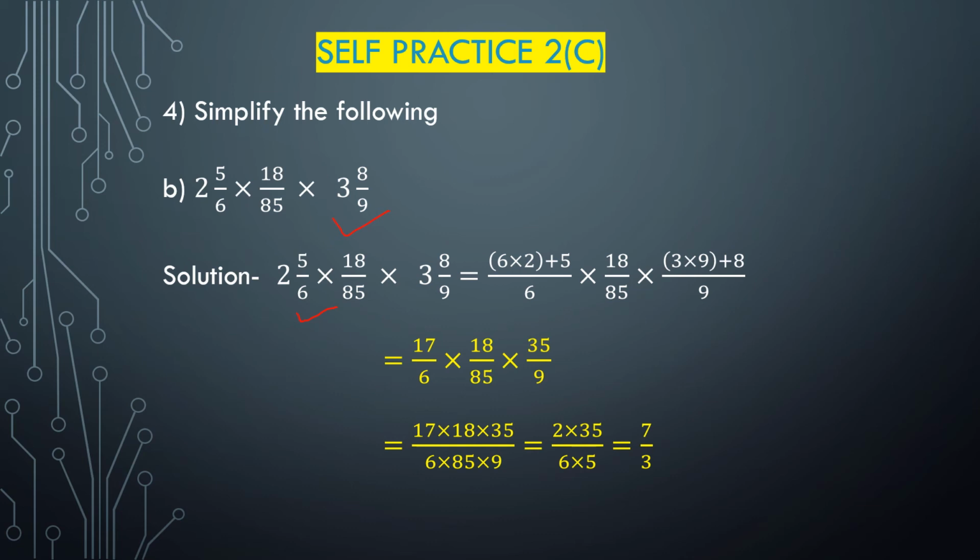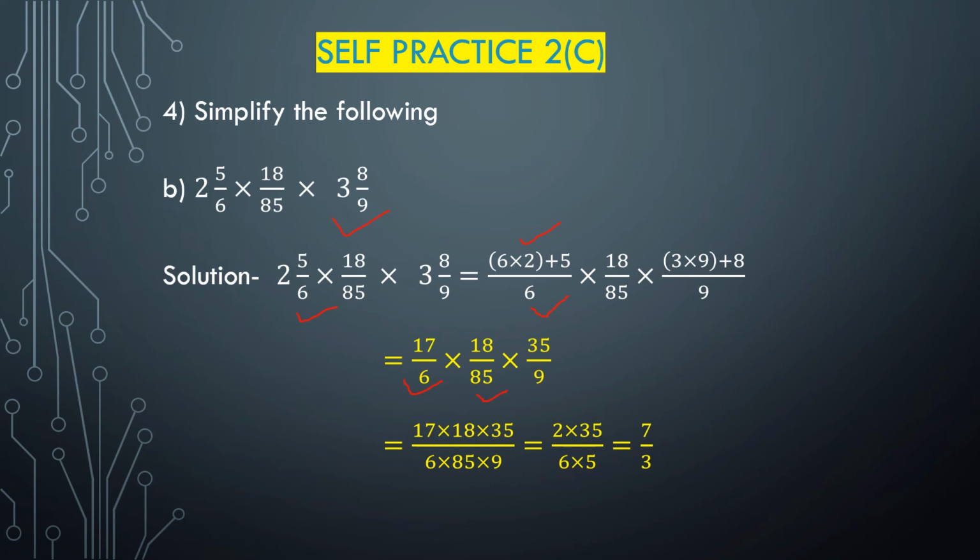Multiply the denominator with the whole, 6 multiply with 2, plus the numerator 5, divided by the denominator, that is 6. 6 multiply with 2 is 12. 12 plus 5 is 17. 17 divided by 6 multiplied with 18 divided by 85 multiplied with 3, 8 divided by 9.